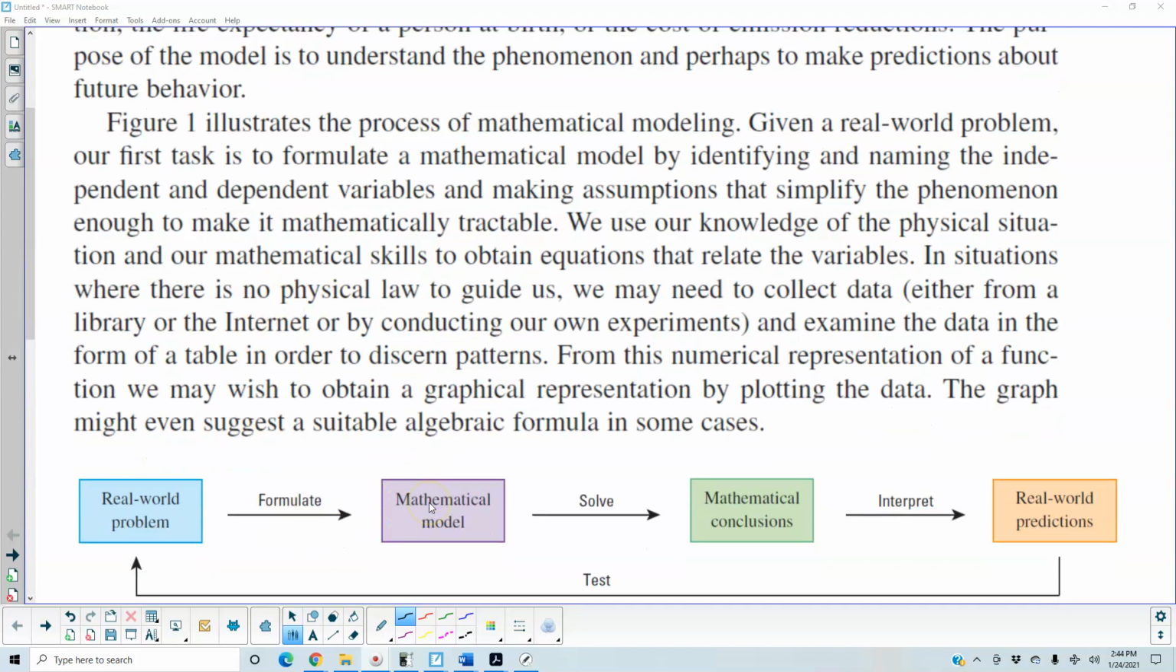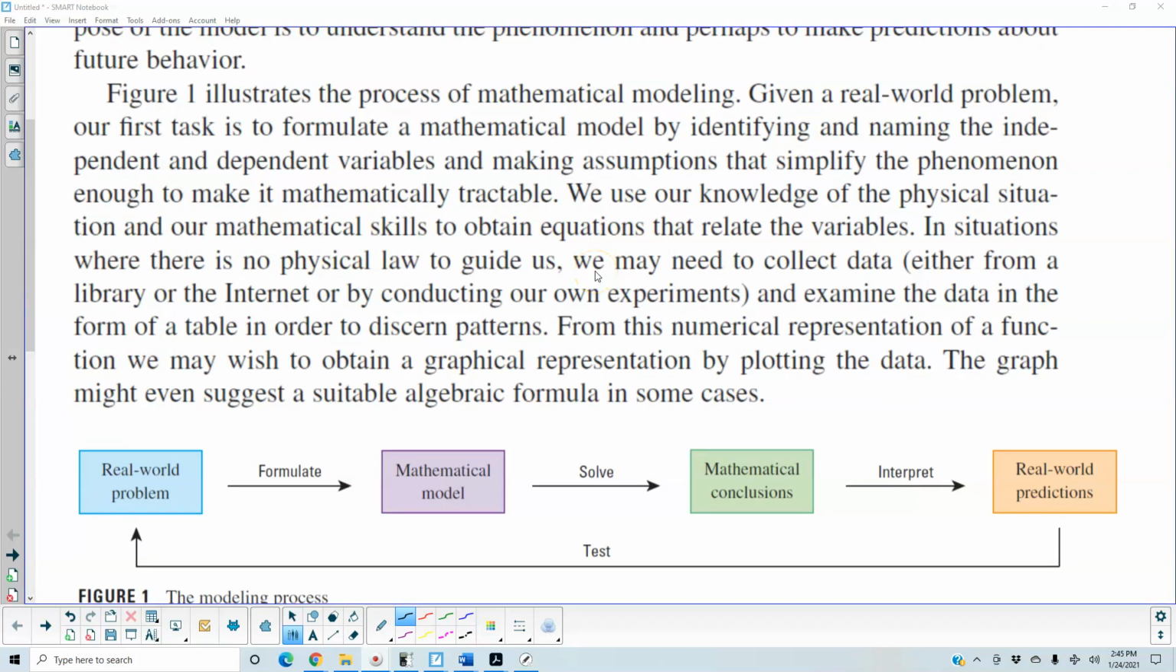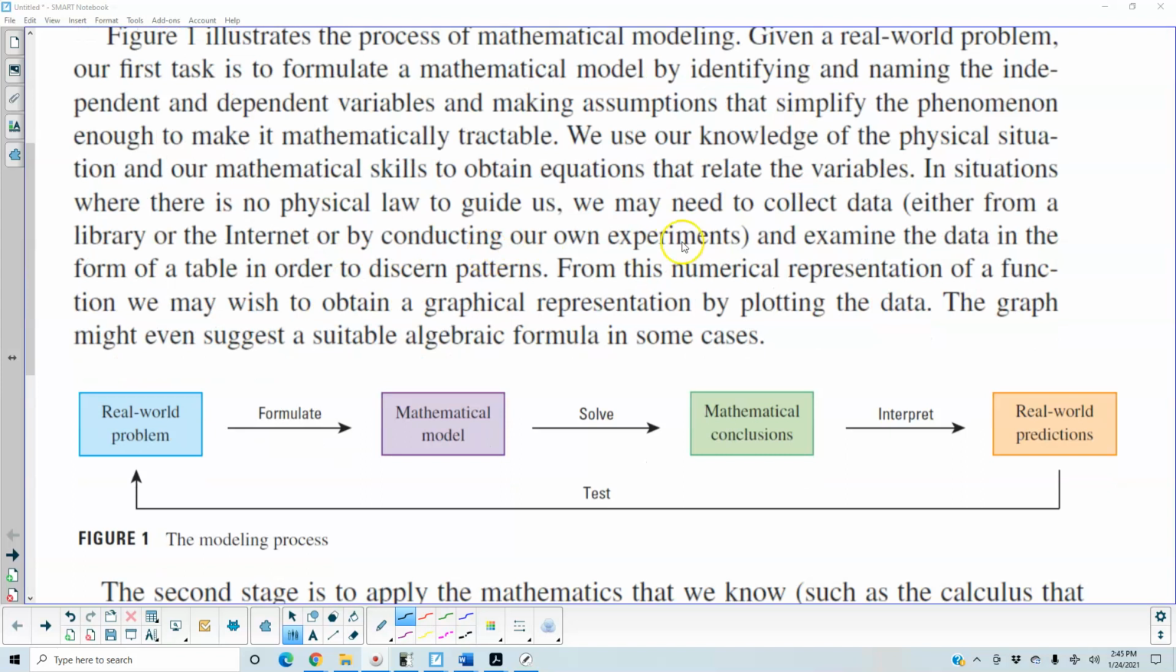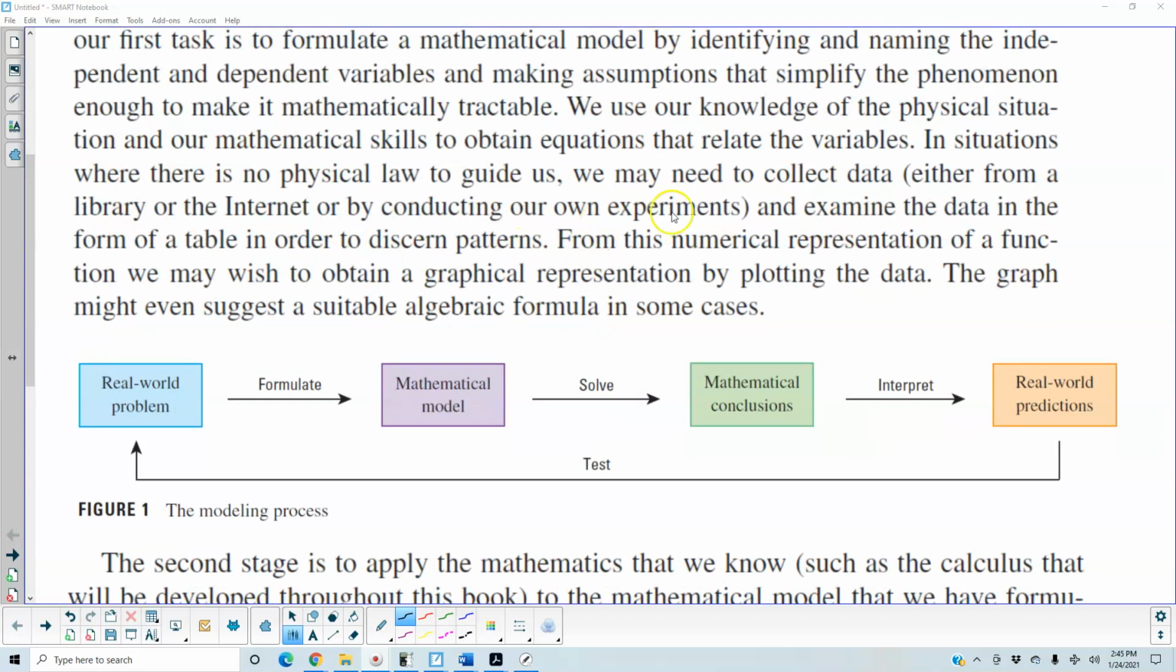In Figure 1 down here, it illustrates the process of mathematical modeling. Given a real-world problem, our first task is to formulate a mathematical model by identifying and naming the independent and dependent variables and making assumptions that simplify the phenomenon enough to make it mathematically tractable. We use our knowledge of the physical situation and our mathematical skills to obtain equations that relate the variables. In situations where there is no physical law to guide us, we may need to collect data, either from the library or the internet or by conducting our own experiments, and examine the data in the form of a table in order to discern patterns.